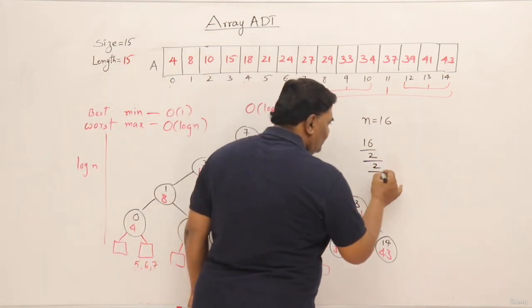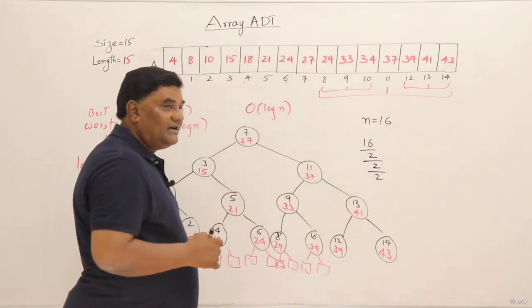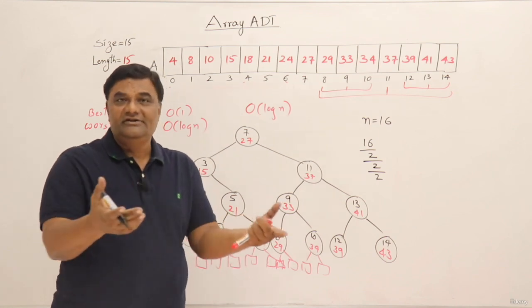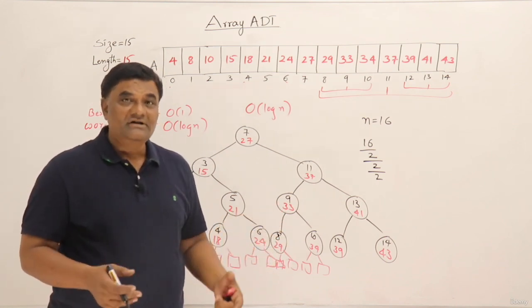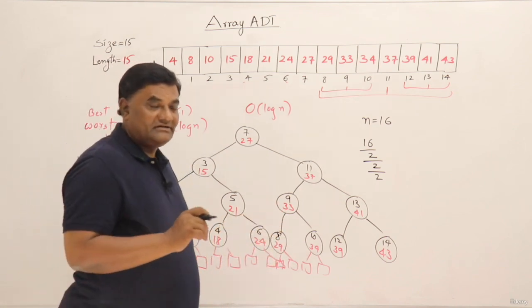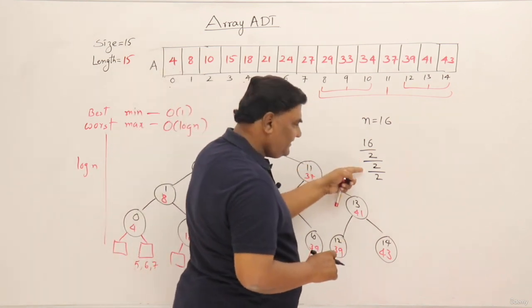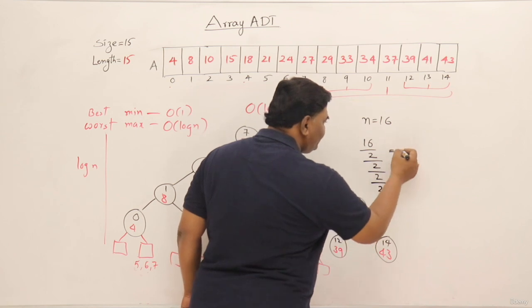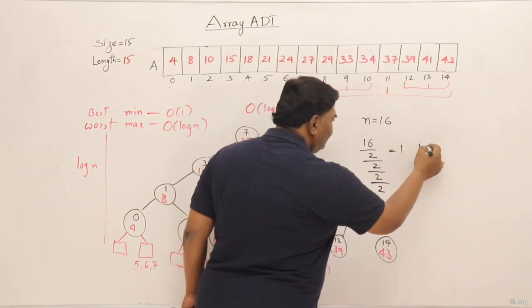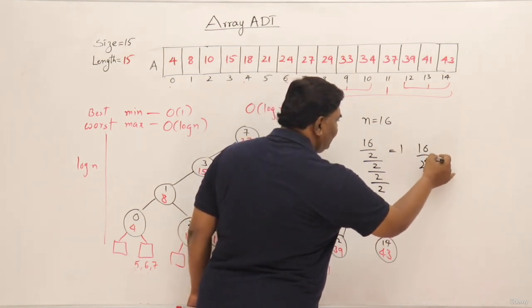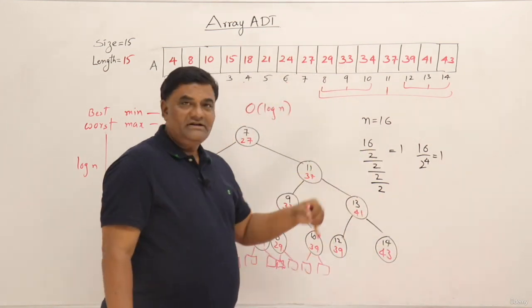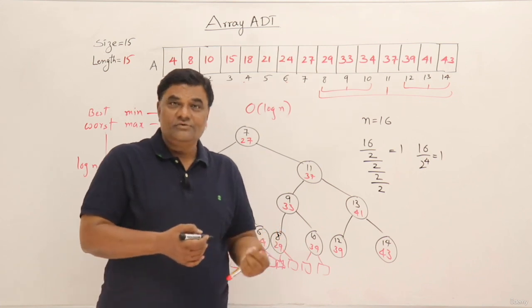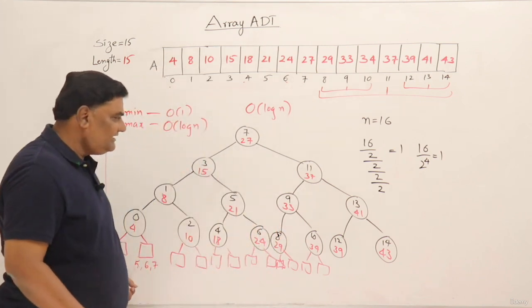Then again divided by 2. So how long can this keep getting divided? Until you are left with just one number. If there is only one number, you cannot proceed beyond that because there are no more numbers. So it should stop at 1. So 16 divided by 2, divided by 2, and divided by 2. How many times should I divide 16 by 2 such that it reaches 1? I should divide 16 by 2 power 4 so that it reaches 1. So this list will be divided 4 times to reach one single element.